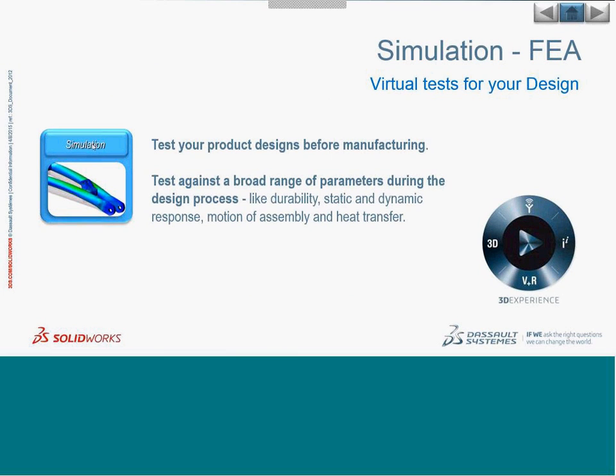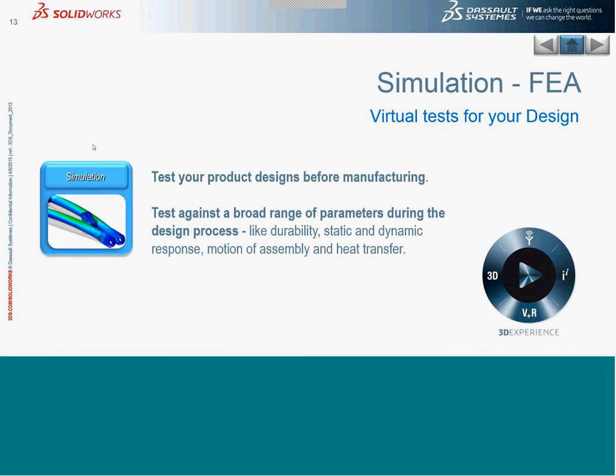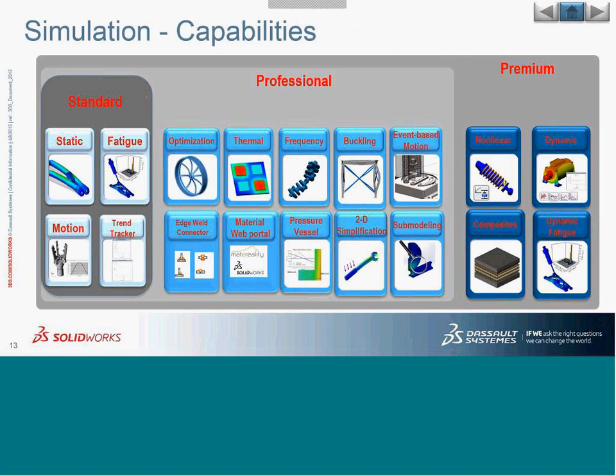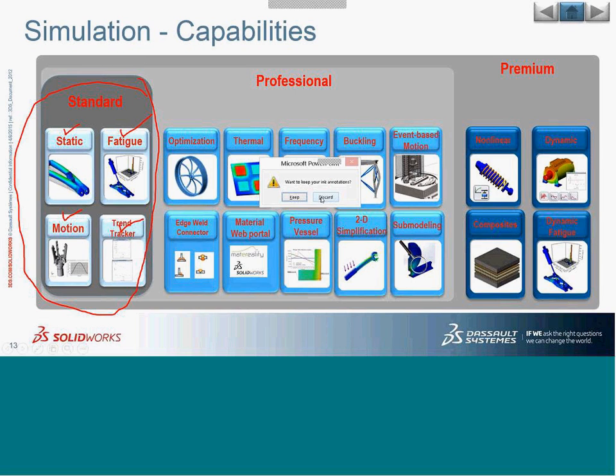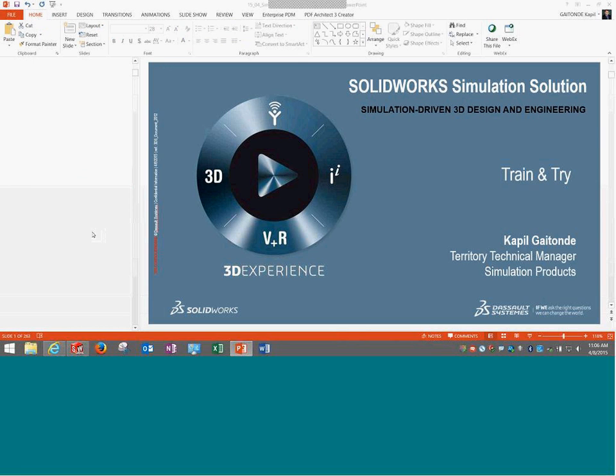Going specifically into the capabilities, I'd like to highlight what we're going to learn today on these 4 capabilities, which are under a product by the name Simulation Standard. So we learn a bit of static analysis, analysis from motion, fatigue, that is understanding the life, and finally a tool called Trend Tracker. Let's see how it helps in deciding these details. So let me bring my pointer back to full screen, and let's see what static analysis is all about.